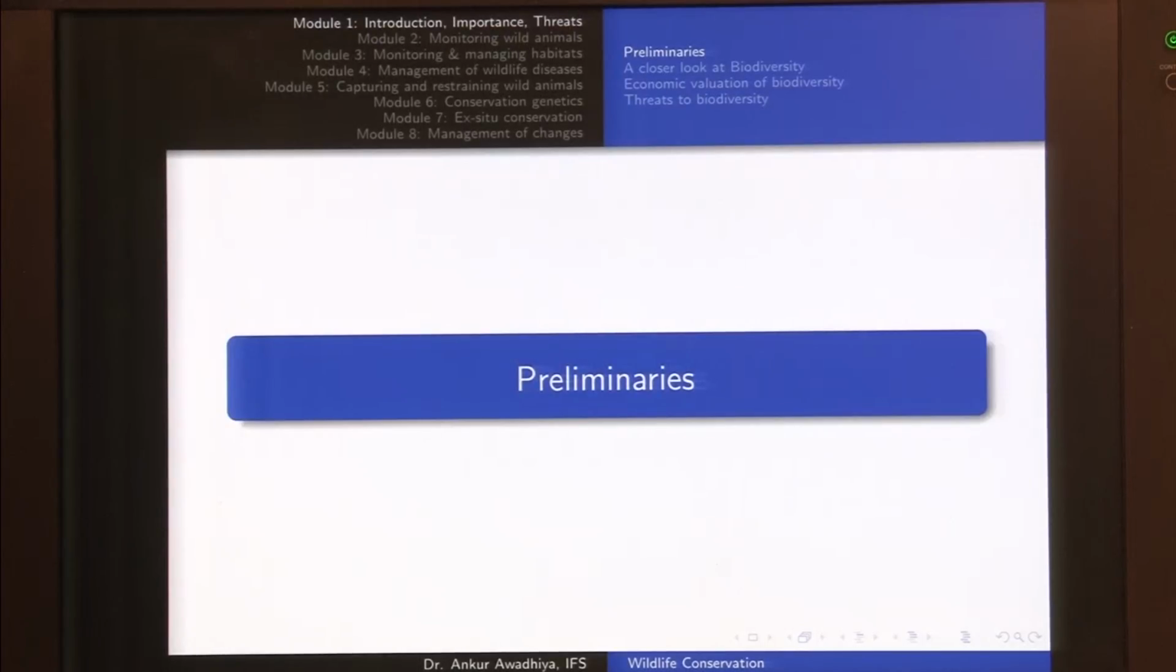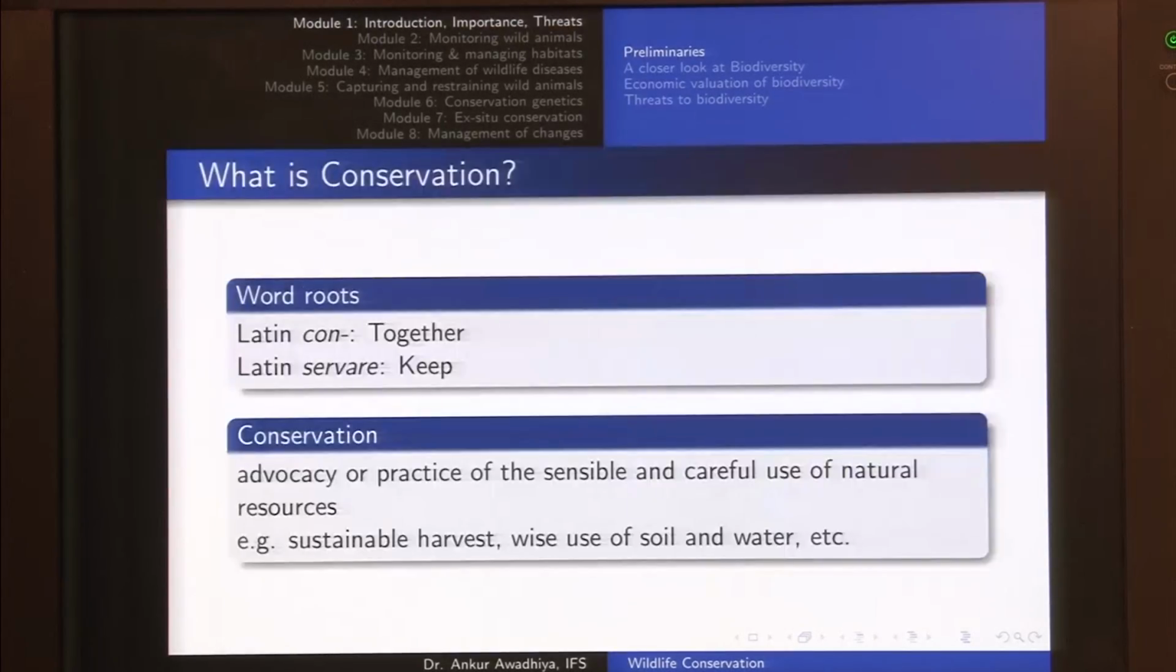So, when we talk about wildlife conservation, what does the word conservation mean? We will start with the word roots of conservation. It comes from the Latin roots con meaning together and servere meaning to keep. If you join both of these words, it will mean keep together. So, it is the advocacy or practice of the sensible and careful use of natural resources.